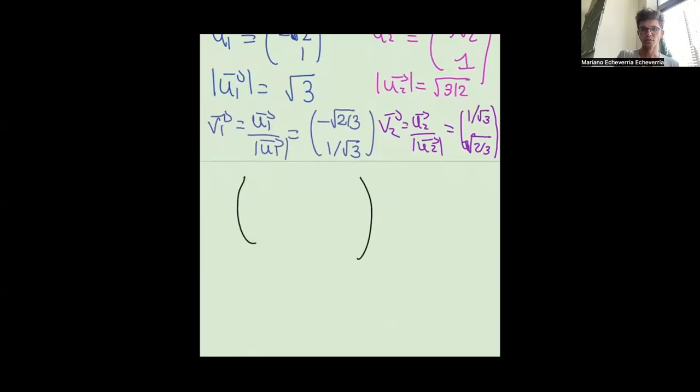So the matrix you would like to try using is the matrix whose columns are these eigenvectors. So you would like to try to use this matrix. Okay, but what's the determinant of this matrix?